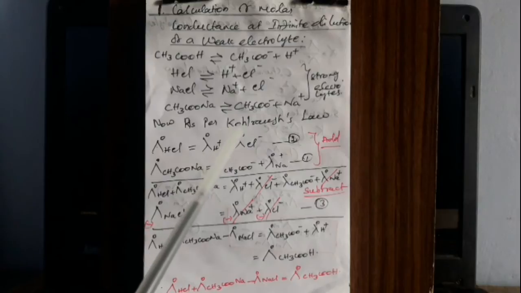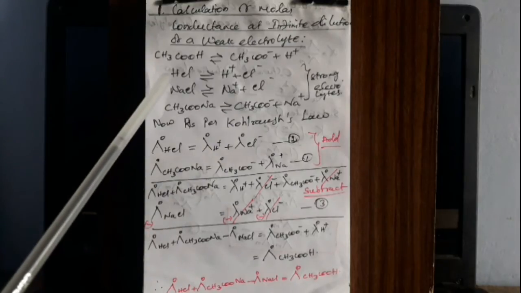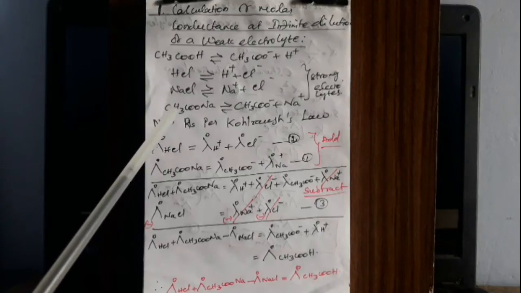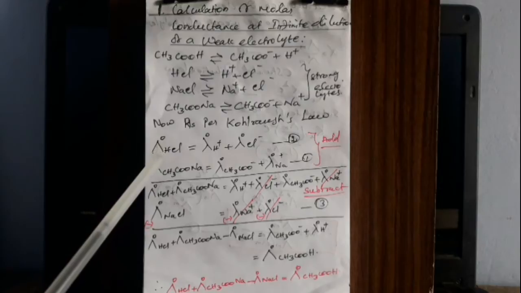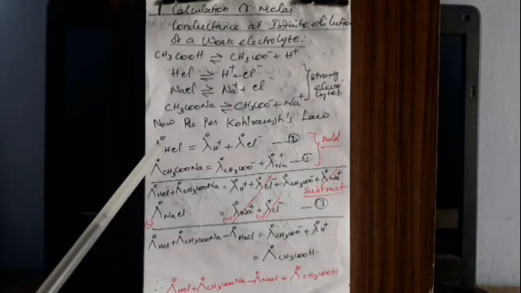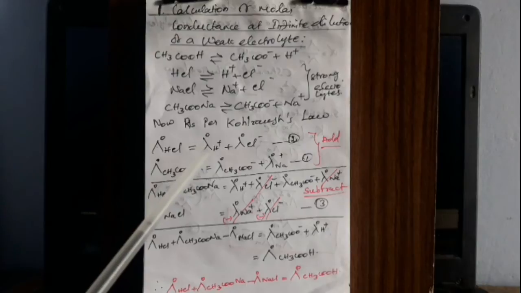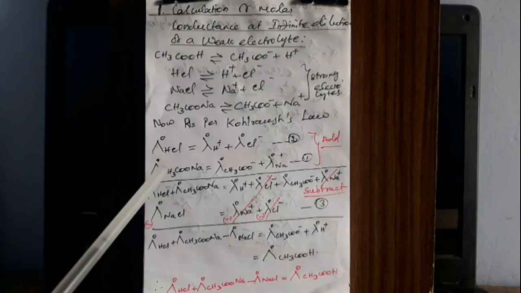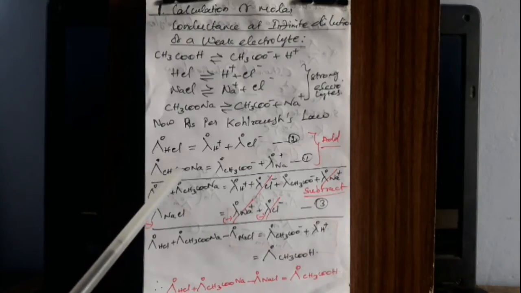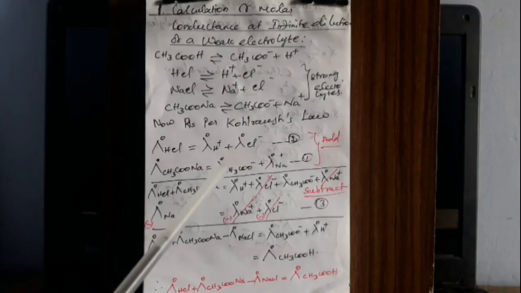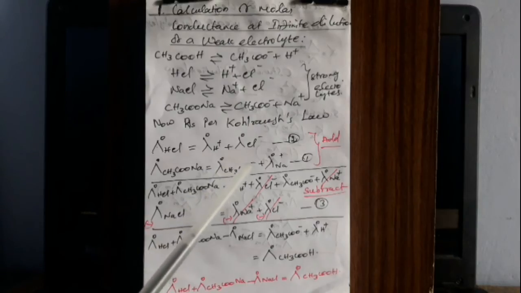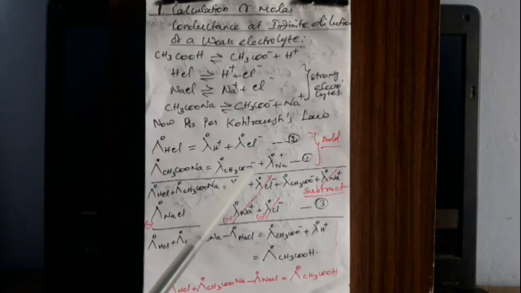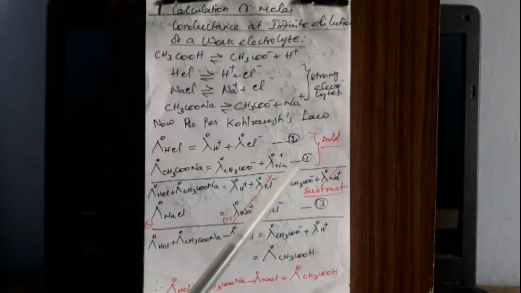Now as per Kohlrausch law, one by one, for hydrochloric acid, sodium chloride and acetate, the molar conductance: lambda 0 HCl is equal to lambda 0 H plus and lambda 0 Cl minus ion. And then sodium acetate: lambda 0 CH3COONa equal to lambda 0 CH3COO minus plus lambda 0 Na plus. This is the first equation.